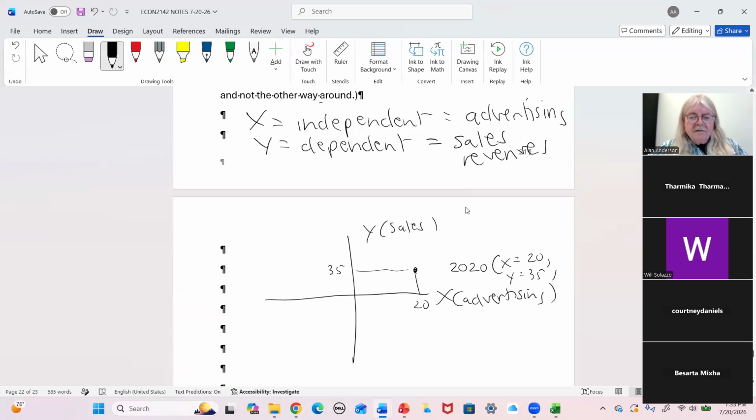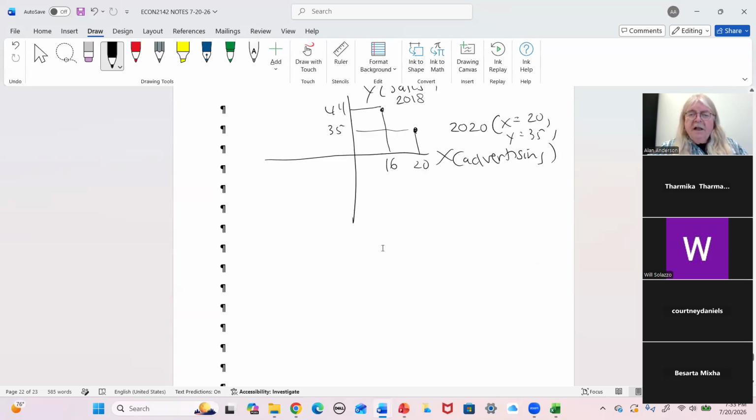And then maybe this year, 2018, they spent only $16 million in advertising. Their sales were 44. And so there's going to be points scattered all over the graph. And in this case, because neither variable can be negative, we can just focus our attention on the first quadrant. And you're going to get a bunch of points.